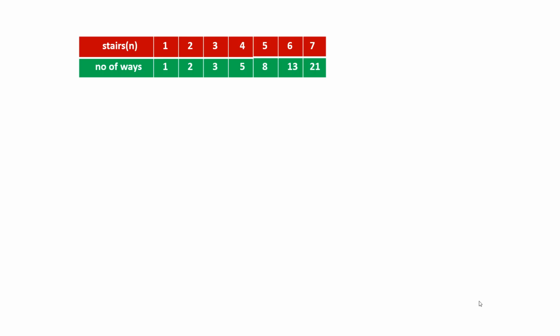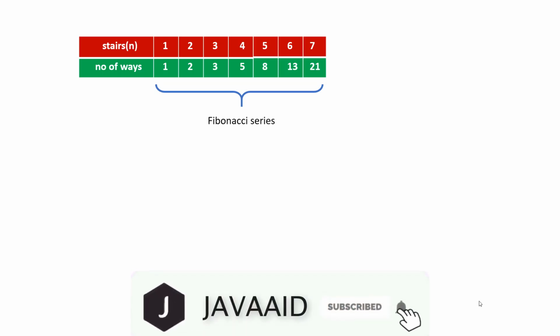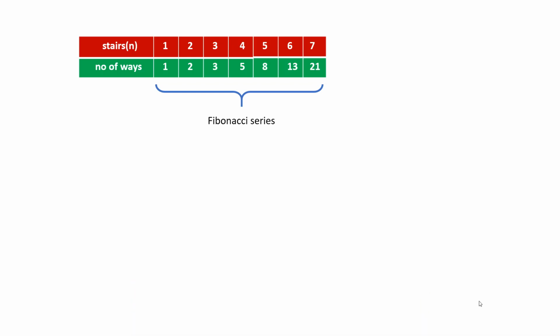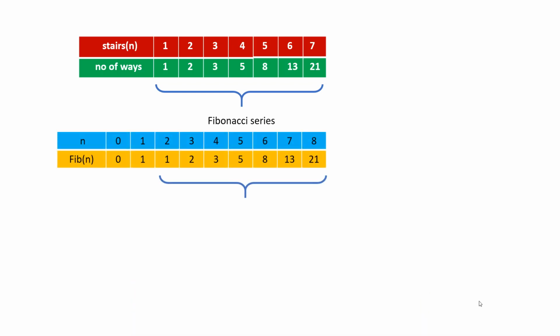Guys, can you see some pattern over here? If you look closely, this is very familiar to us, known as the Fibonacci series. It's the same as the Fibonacci series. Let's see this with the actual Fibonacci series. If you compare this pattern with the Fibonacci series, Fibonacci has 2 additional elements on the left side because it starts from 0 onwards, but in our problem the stairs start from 1 onwards.